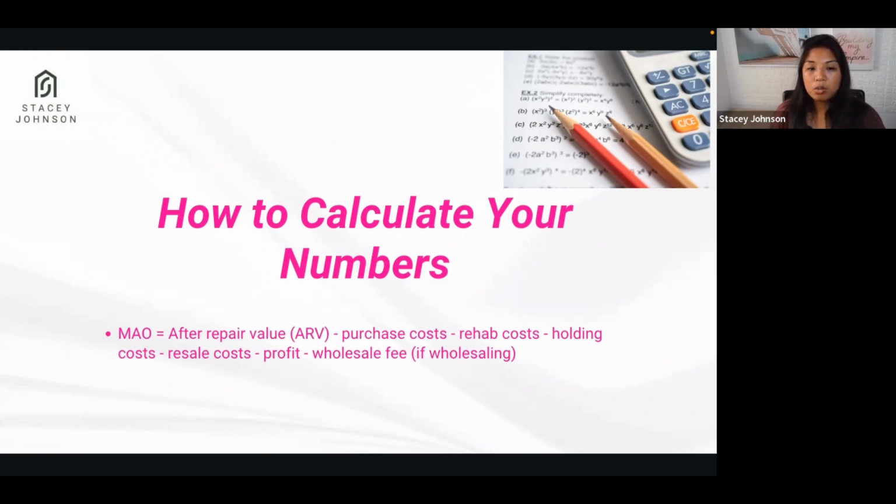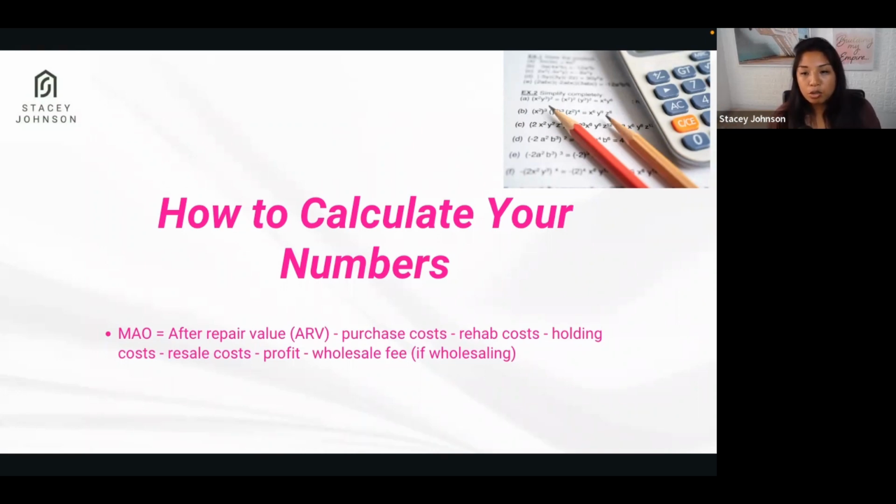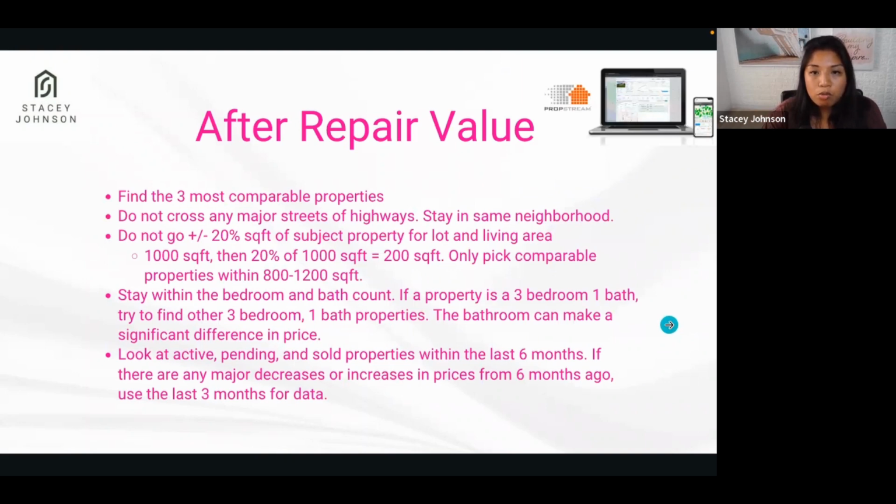The MAO is equal to the after repair value, or ARV, minus all the different costs it costs to flip a property. So that's your purchase costs, minus your rehab costs, minus your holding costs, minus your resale cost, minus your profit. And if you're going to wholesale it, then you need to also put in your wholesale fee there. A lot of people like to just use 70% of ARV minus repairs. I mean, that's a great way to just look at it quickly, I guess, but you never will know your numbers unless you use this exact formula. So we'll go over how to find each one.